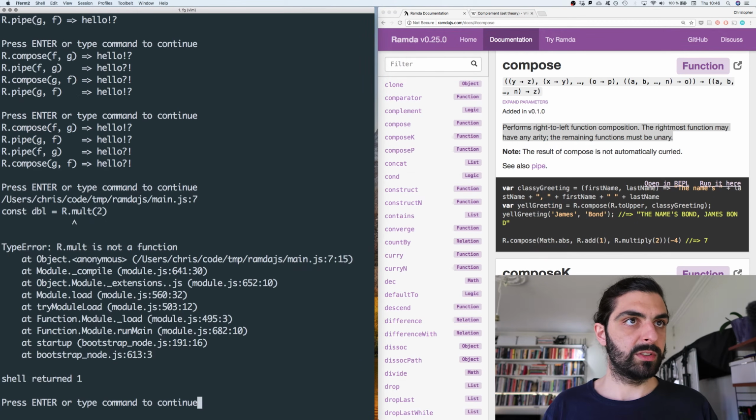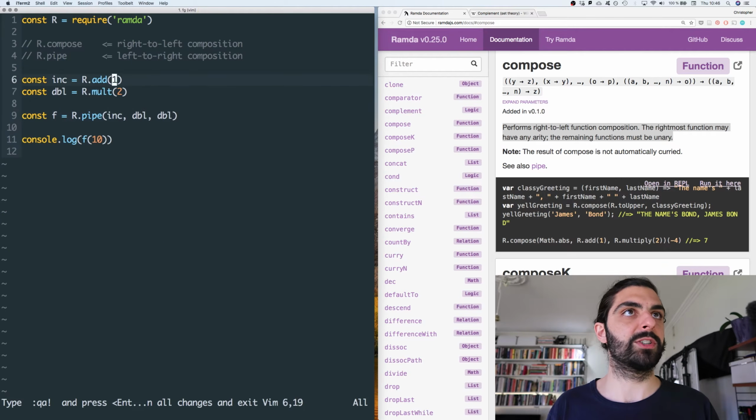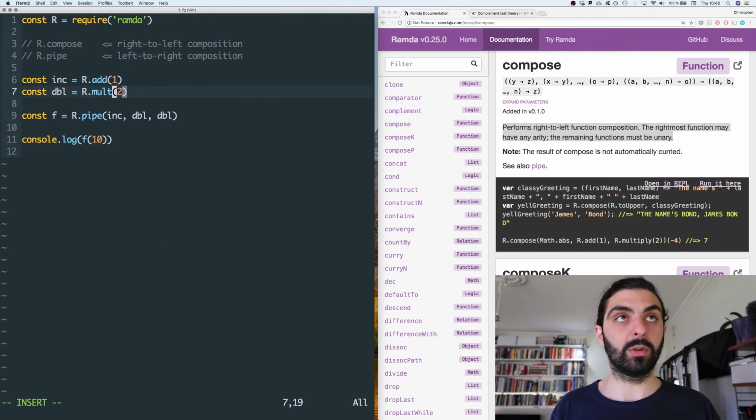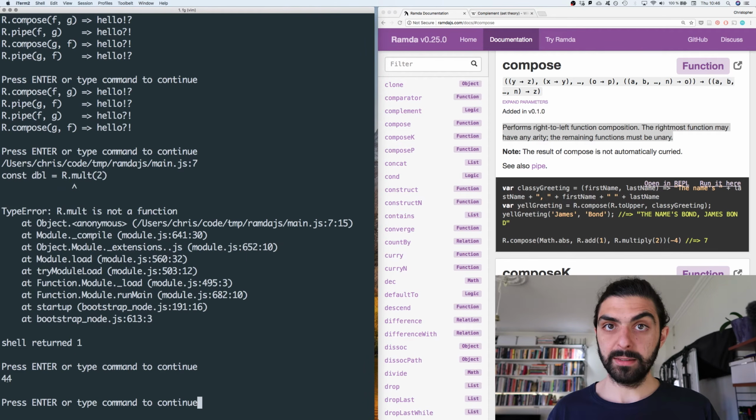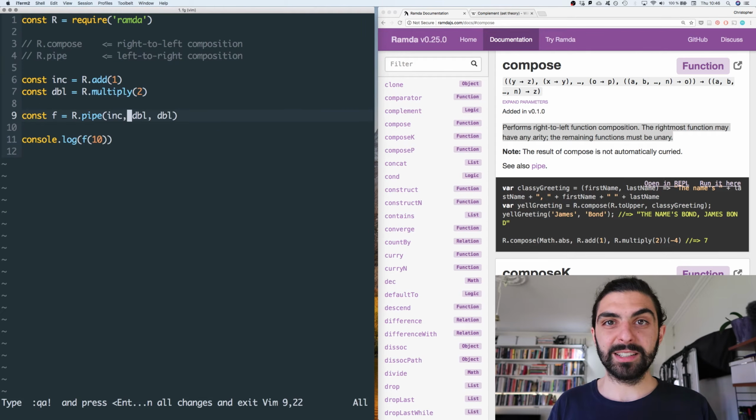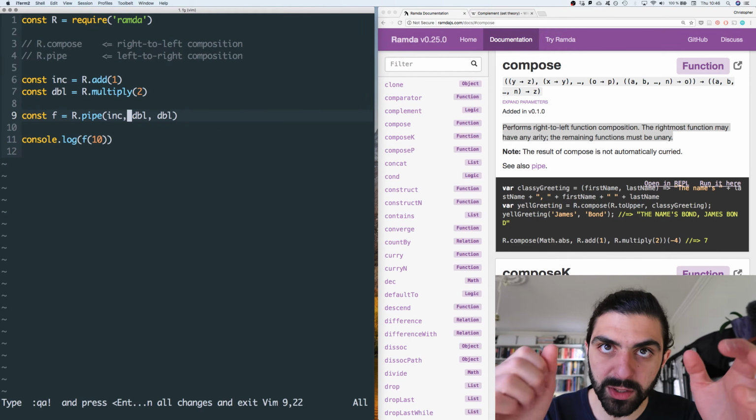So let's see if that works. Oh, actually, molt is not a function. Sorry, the Ramda function is not called molt, it's called multiply. I keep making this mistake all the time. So if we run that, we get 44, right? And this is how it becomes extremely reusable.